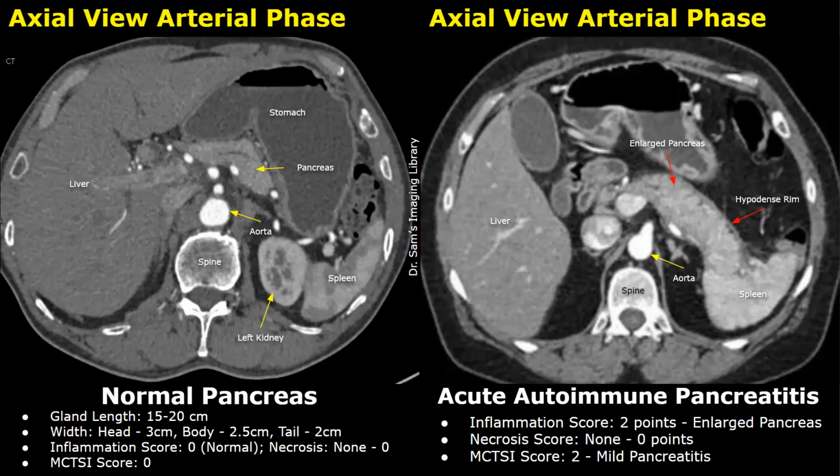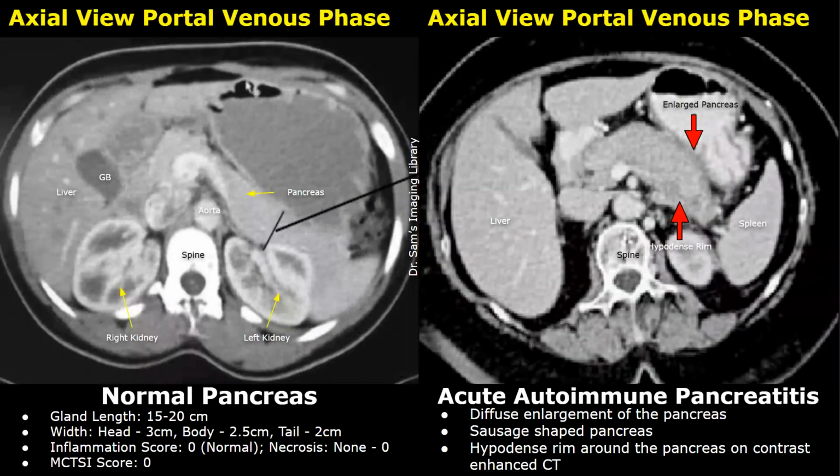In this case, only pancreatic enlargement is seen. There is no fat stranding or peripancreatic fluid collection. MCTSI score is 2, indicating mild pancreatitis. Here's another image showing autoimmune pancreatitis. The pancreas is enlarged and appears somewhat sausage-shaped. The hypodense rim can be seen around the pancreas.